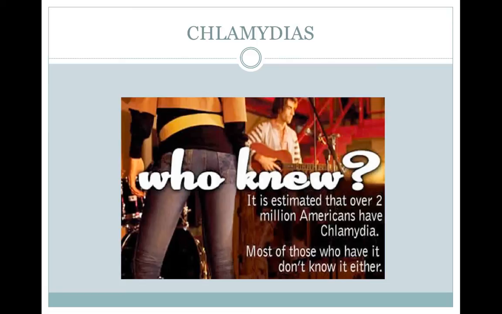Chlamydias are very small, 0.2 to 1.5 micrometers. All of them are parasitic, and they are gram-negative cocci. They cause eye infections, which is the most common form of blindness in the world, and they cause the most common STD in the United States.